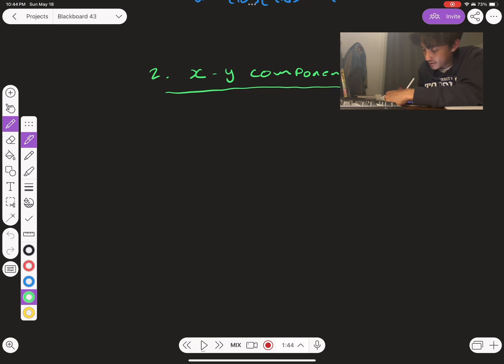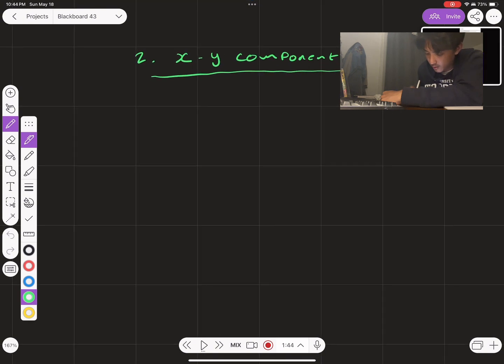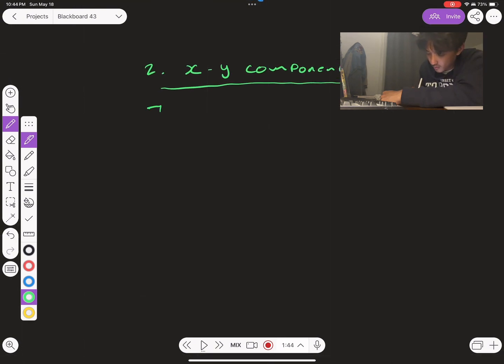The x and y components tell us the forces that are acting in the horizontal or vertical directions, whether it's from left to right or up to down. So in this case, we just need to calculate both components. Tx, the tension component, is equal to T cos theta, and Ty is equal to T sine theta.